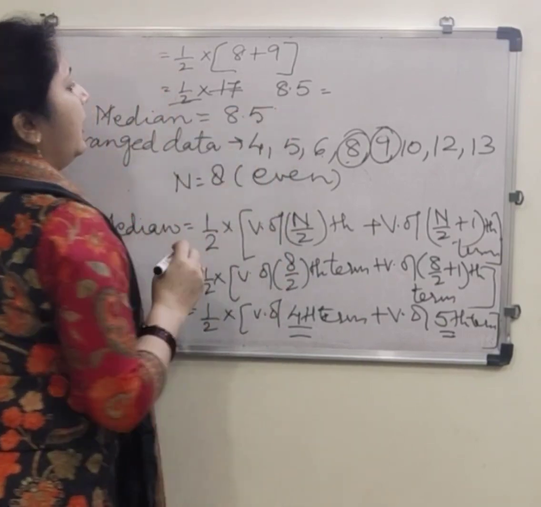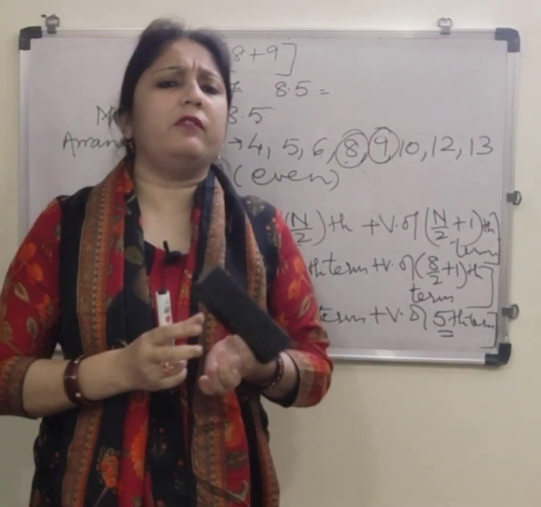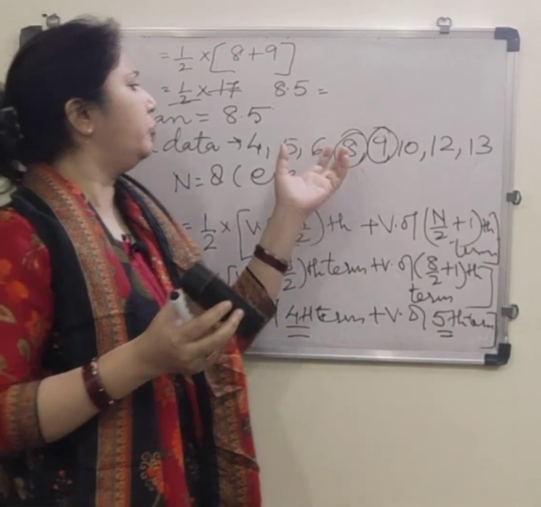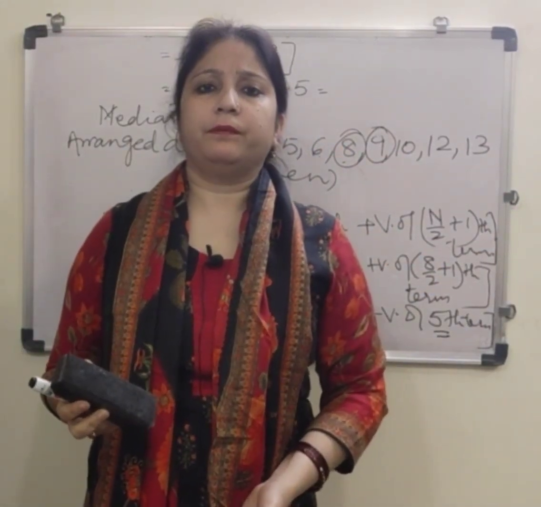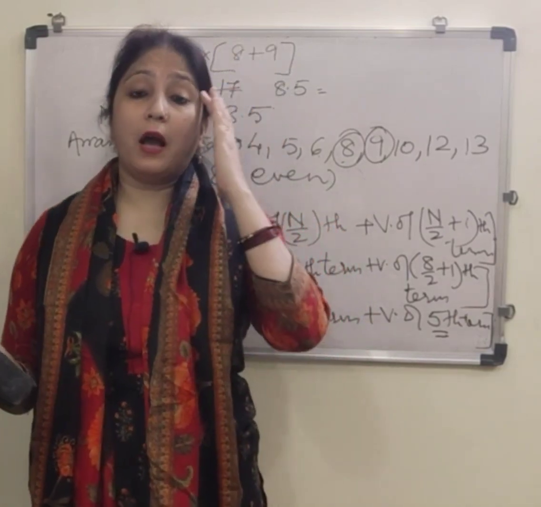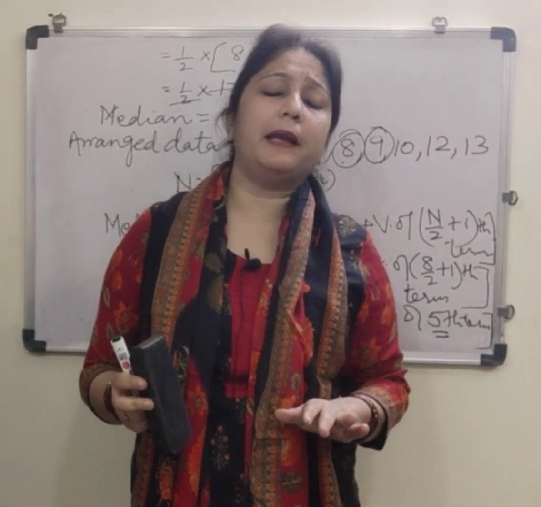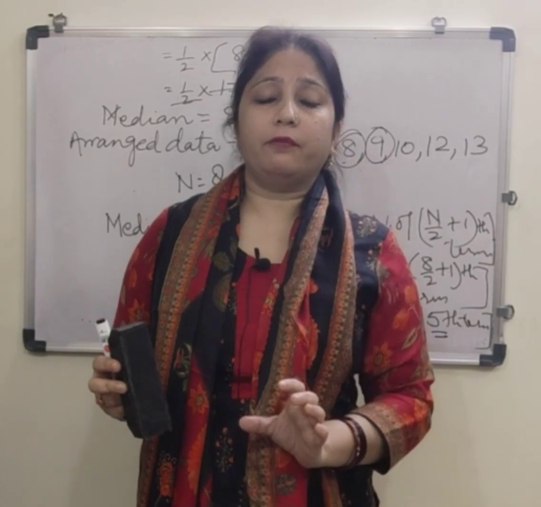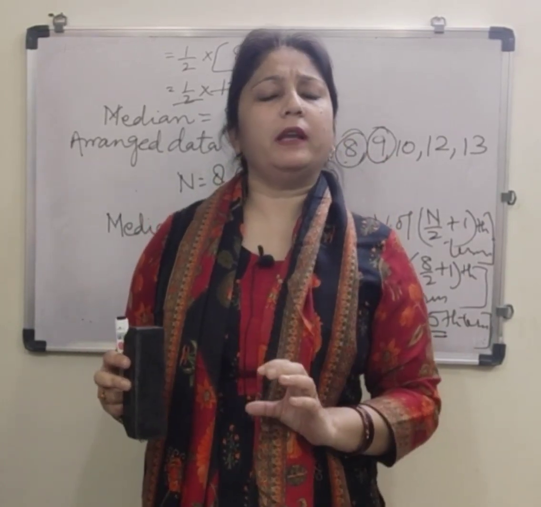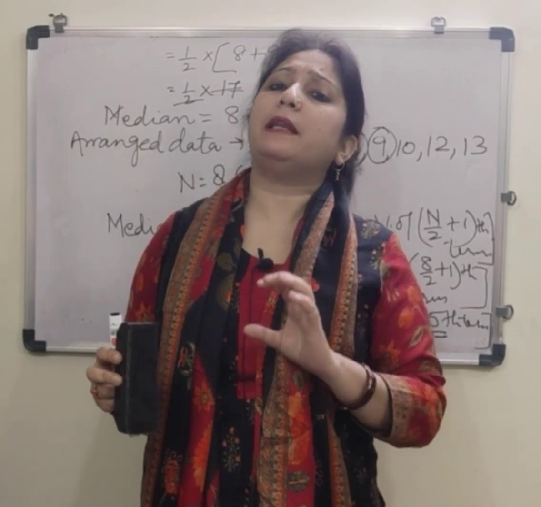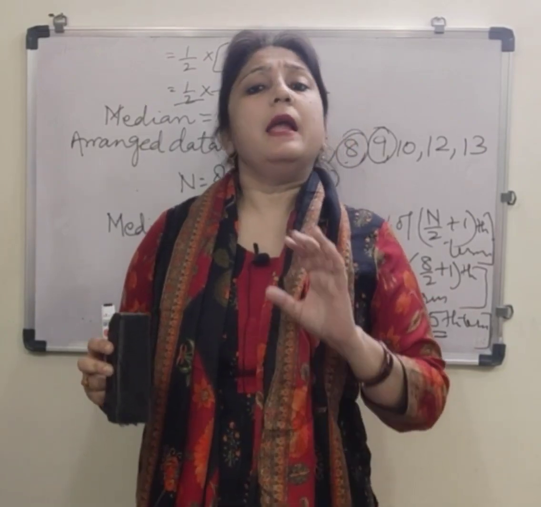So median is equal to 8.5. It doesn't mean that you will always get the median among the values that are given to you. You may get a different value also. The only thing is you have to be very clear in your mind that you have to arrange the terms in ascending order. Then you have to check whether the number of observations is even or odd.